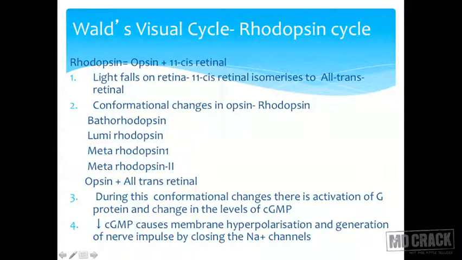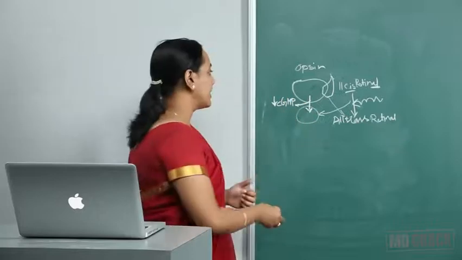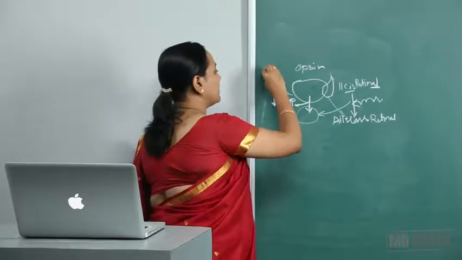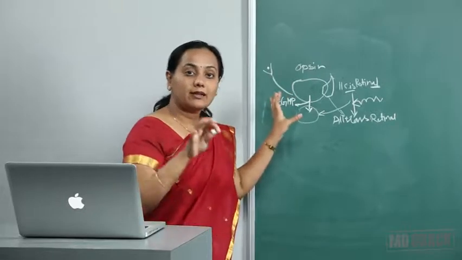So many things are happening. When this change is happening, what will happen? It will close the sodium channels. When the sodium channels close, there will be membrane hyperpolarization. The minute there is hyperpolarization, there is a generation of a nerve impulse. So what has happened here? A visual impulse has now been converted into a nerve impulse in the retina.